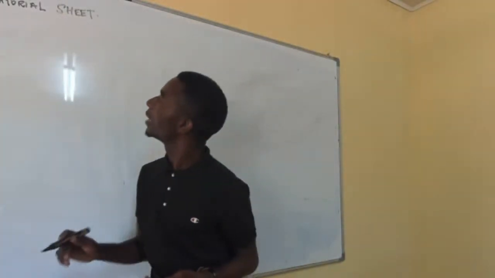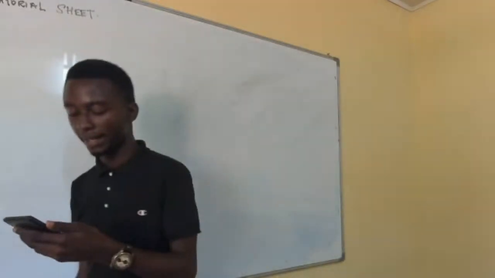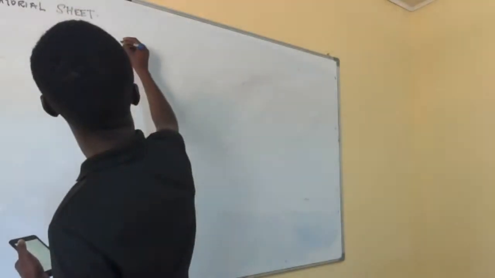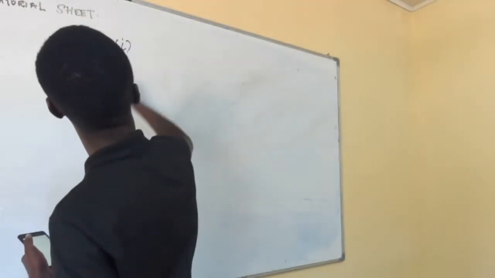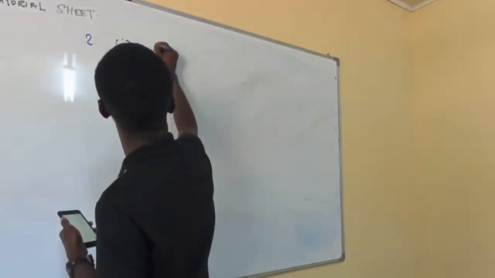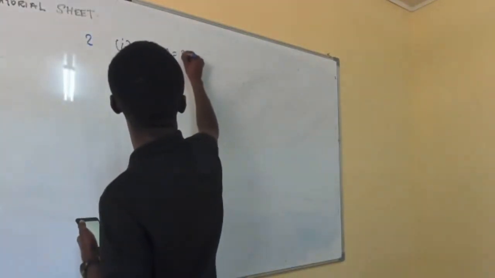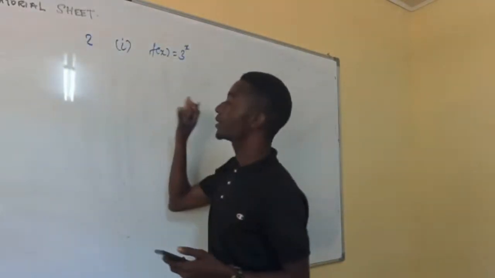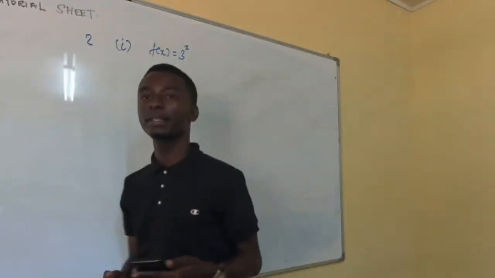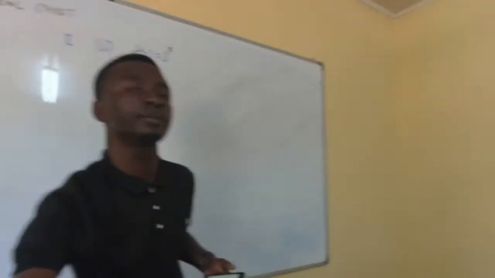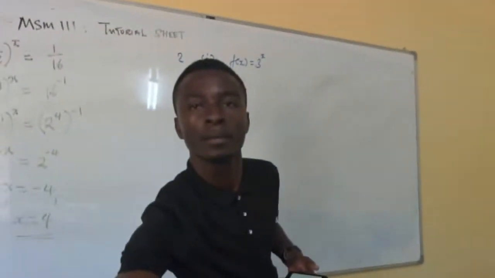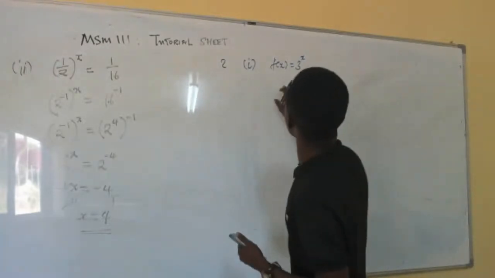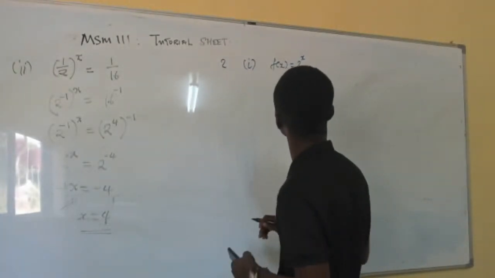Question 2. The question says sketch the graph of each of the following functions. So now let's do question 2, Roman numeral 1. We have f of x equal to 3 to the power x. Now let's solve this one.